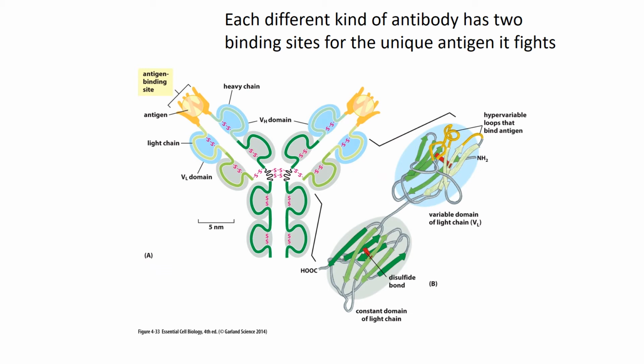Antibodies are proteins produced by your immune system to fight disease. Each different kind of antibody targets a particular disease-causing agent, an antigen. Each different kind of antibody has two binding sites for that particular antigen that it targets to immobilize.